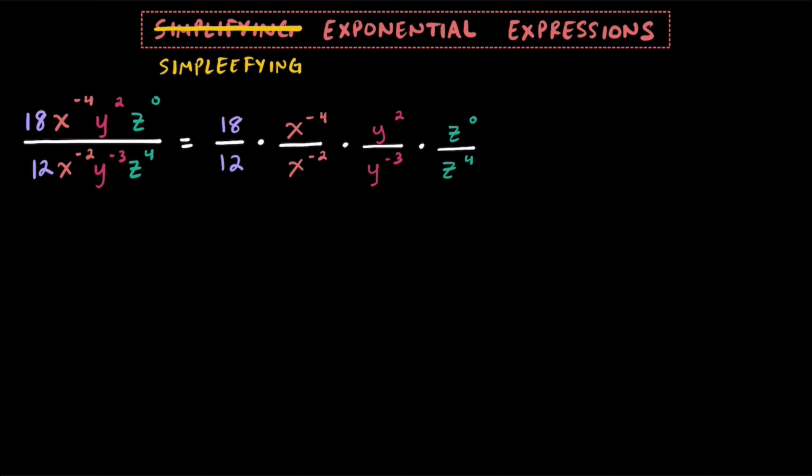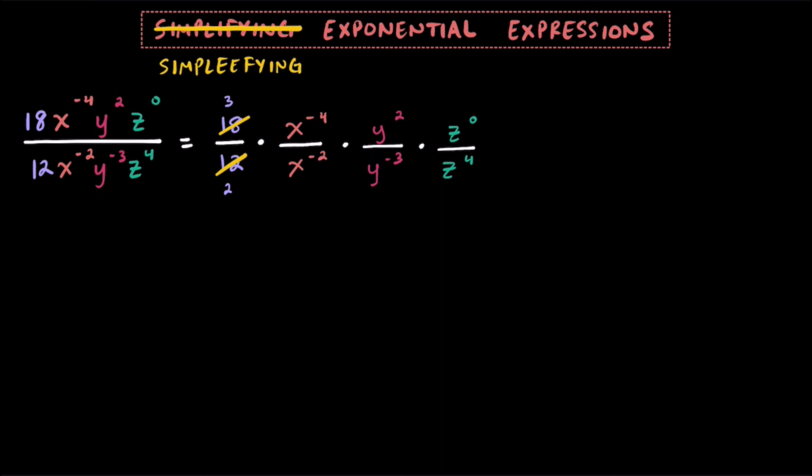Let's start simplifying now. So looking at the coefficients of 18 and 12, sure, we could divide them both by 2. We could divide them both by 3, but if we can divide them both by 2 and 3, then we can divide them both by 6. So dividing 18 by 6, we're going to get 3, and dividing 12 by 6, we're going to get 2.